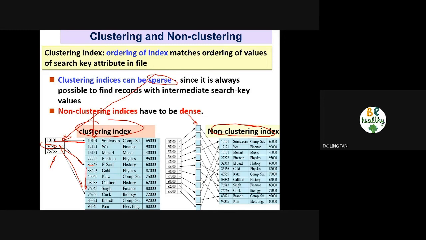So let's say during an exam, they ask you why we want to use fast index, or why we want to use this dense index in clustering or non-clustering indexing. So this one is the reason. Which one should you use?